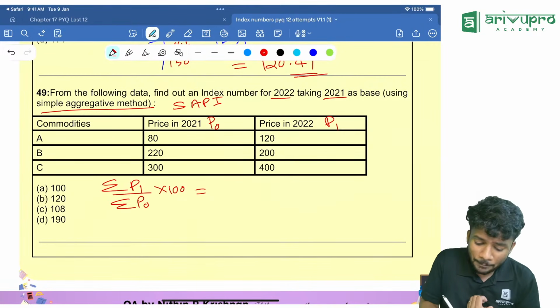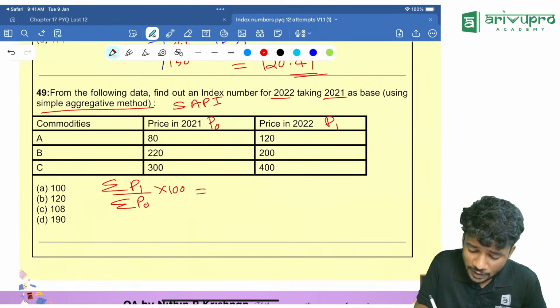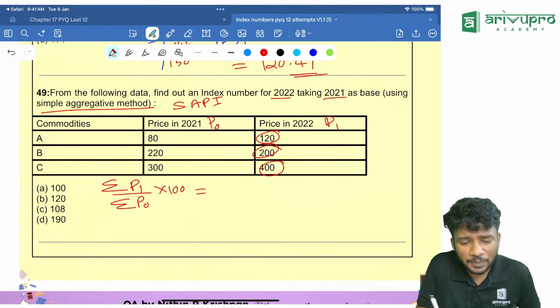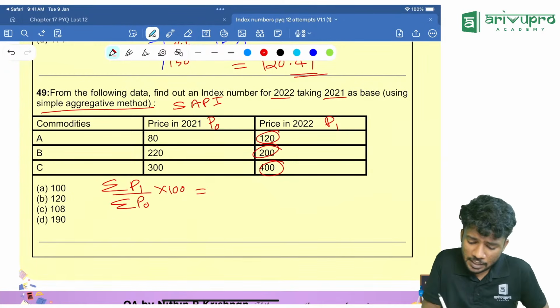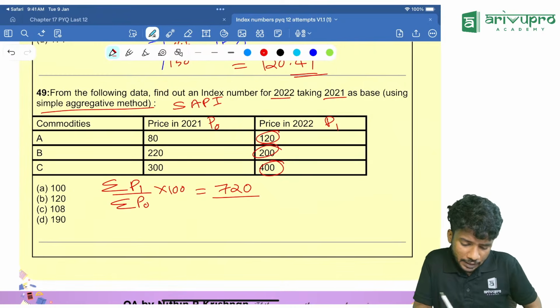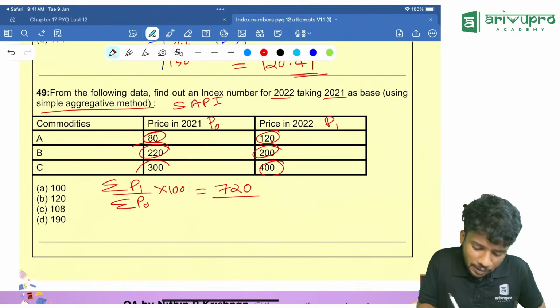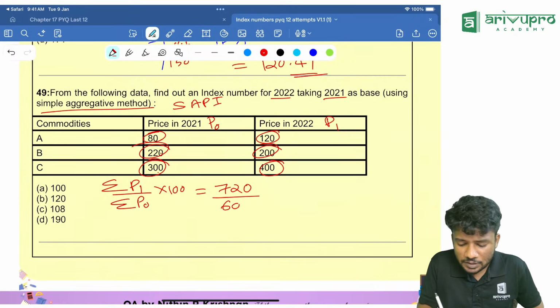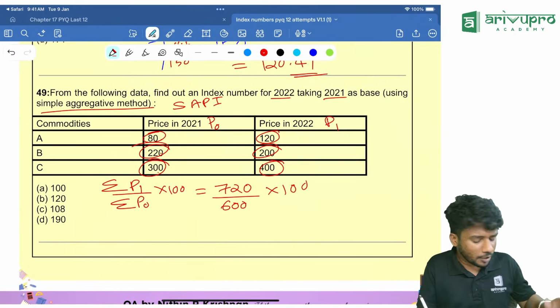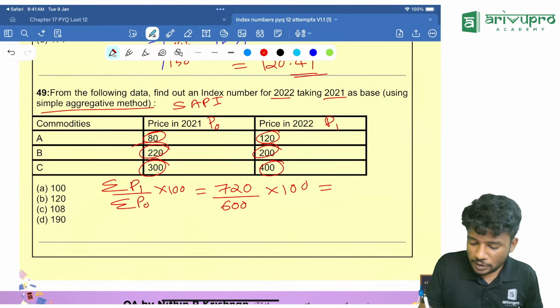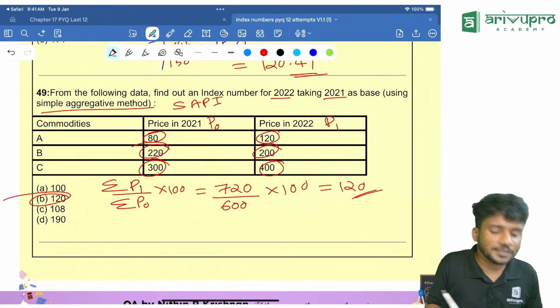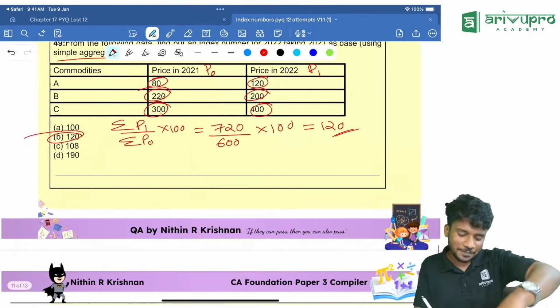Okay. Now sigma P1, we need to add all these values: 120 plus 200 plus 400, which is equal to how much now? 720, divided by 80 plus 220 plus 300. That is how much now? 600, into 100. How much is the answer? 720 divided by 600 multiplied with 100, which is equal to 120. Option B is your answer. Very easy, right? Yes. Good.